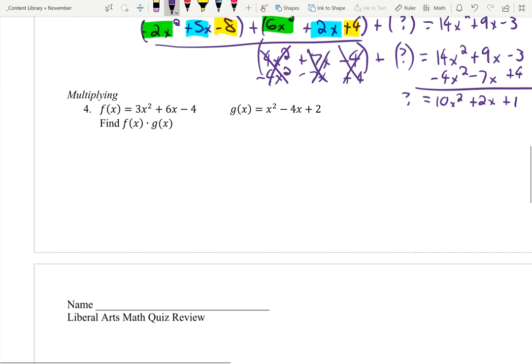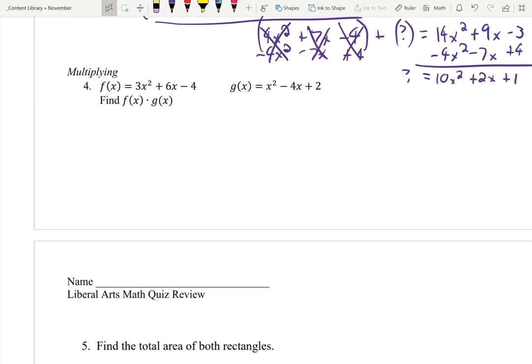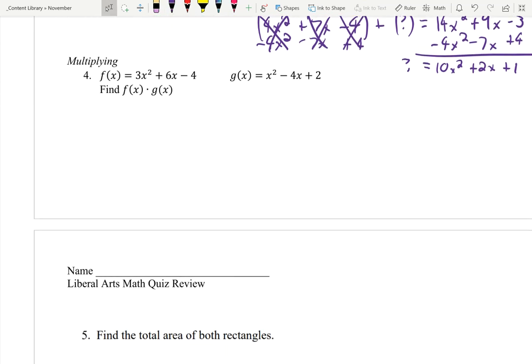All right, now we're getting into multiplication. So multiplying, we have our two functions, and we're just multiplying them together. So I'm going to just start by writing them out, right? We have 3x squared plus 6x minus 4, and we're multiplying it to x squared minus 4x plus 2.